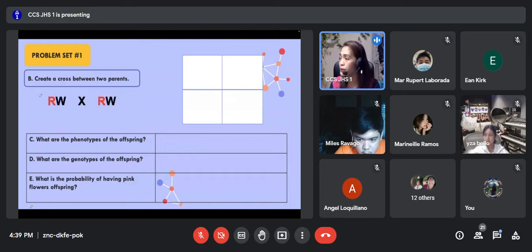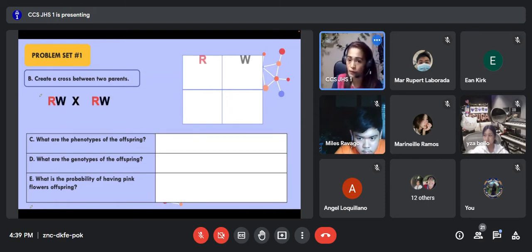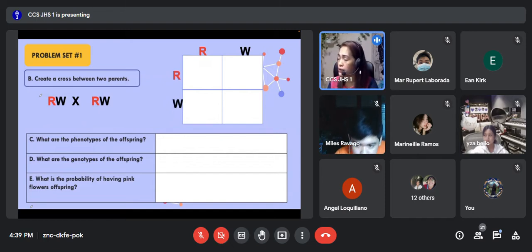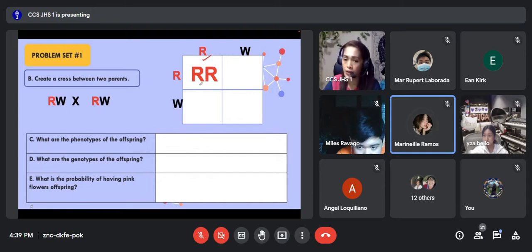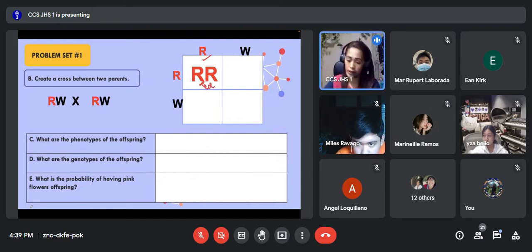So let me give you this one. RW for parent 1, RW for parent 2. Now, what is the result on the first quadrant here? RR. Yes, RR. But what is the color of that flower? Red, white, or pink? Red. Very good. This will result to red because it is a homozygous dominant.